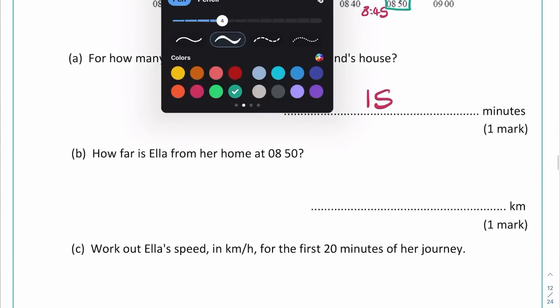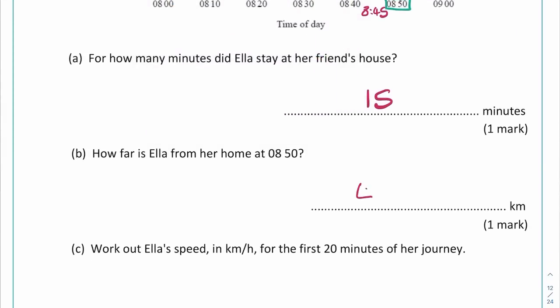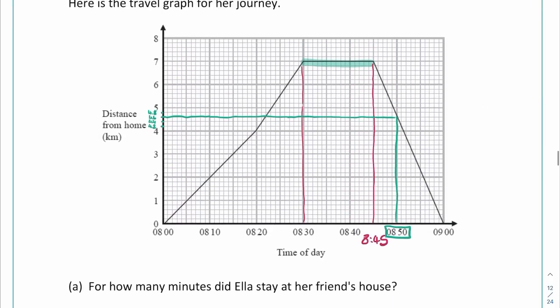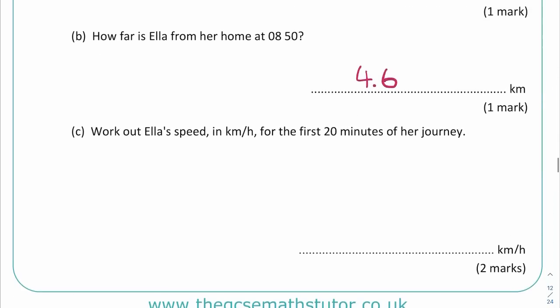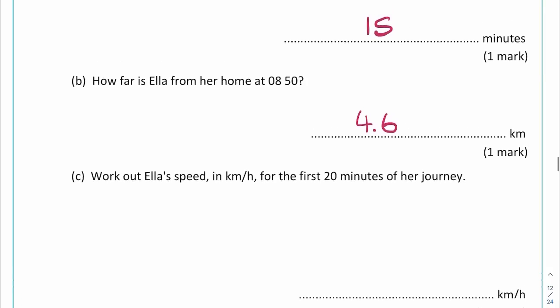There we go, and the units is kilometres, so 4.6 kilometres. And there we go. Always be very, very careful with the scale. Part C, work out Ella's speed in kilometres per hour for the first 20 minutes of her journey.